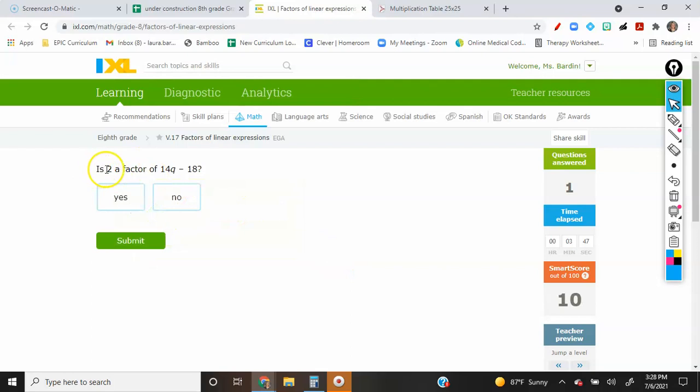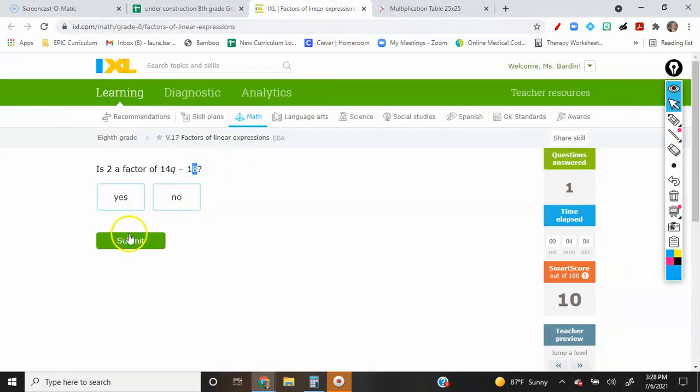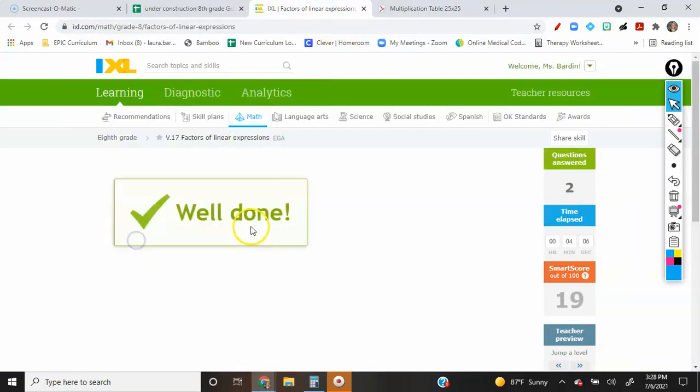Let's keep going. Is 2 a factor of 14? And is 2 a factor of negative 18, or is 2 a factor of 18? Let's see if 2 is divisible. It has an answer of 14 and an answer of 18 both. So yes, it is a factor.